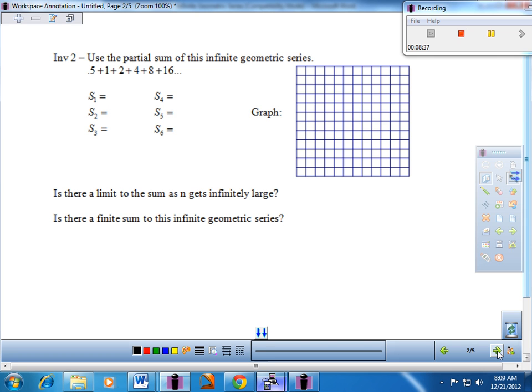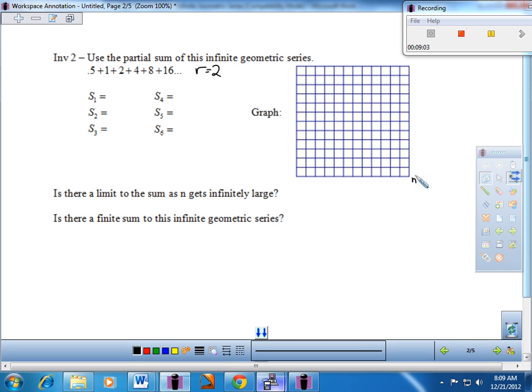So it says use the partial sum of this infinite geometric series. Same thing here, everybody. Let's first of all confirm that this is geometric. This divided by this is 2. This divided by this is 2. And it looks like in each case, the r value is 2. Keep that in the back of your mind, if you would, by the way. And let's go ahead and do the same thing.